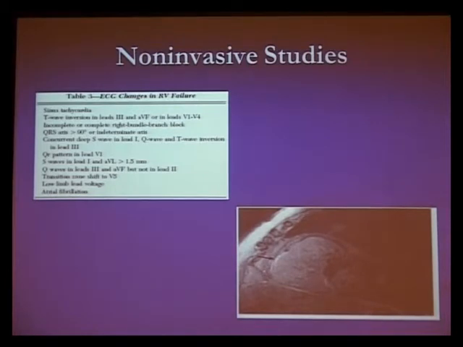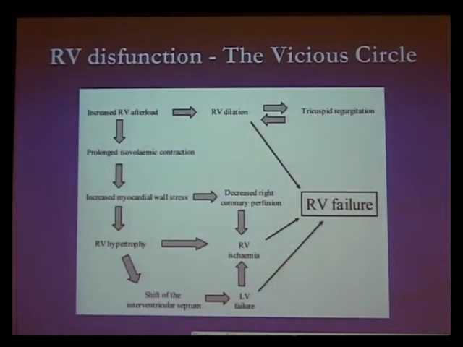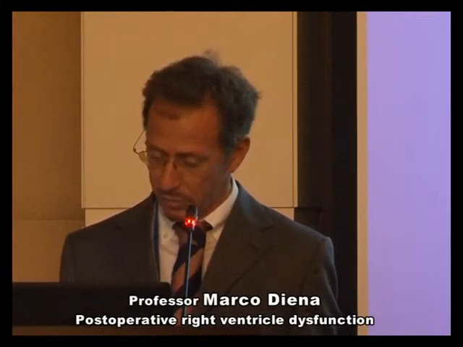So I skipped the non-invasive study because it was presented in another presentation, but only to draw the attention that right ventricular dysfunction starts a vicious circle in which the increased afterload, that is pulmonary hypertension, gives a prolonged isovolumetric contraction, increased myocardial stress, and induces long-term right ventricular hypertrophy. But in the immediate period, decreased right coronary perfusion, and this leads to right ventricular dysfunction and also right ventricular dilatation, and so the vicious circle continues to worsen the right ventricle cardiac output.